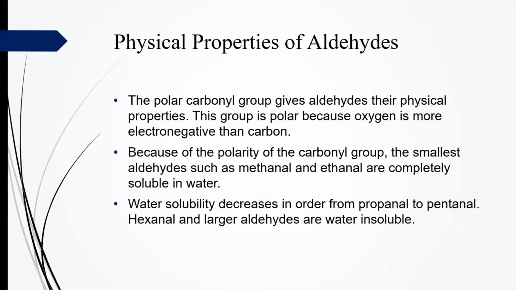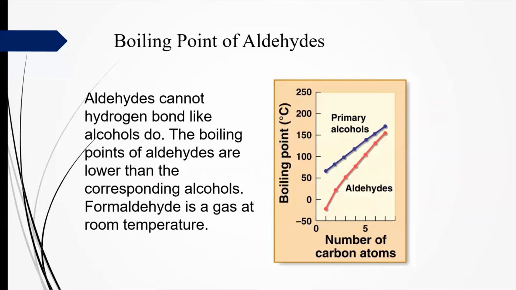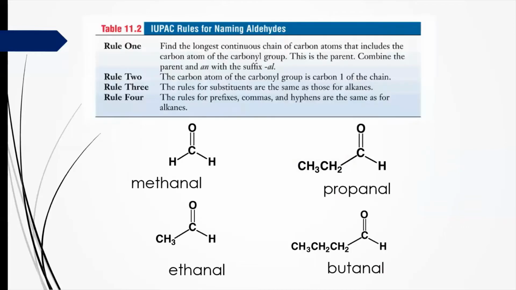And so these aldehydes are very polar, and so it gives them some physical properties that are related to that. And this is because oxygen is much more electronegative than our carbon. And so because of the polarity of the carbonyl group, the smallest aldehydes, such as methanal and ethanal, are completely soluble in water. As we get longer, then that carbon chain is more nonpolar, and so then they become less soluble in water. So our really long aldehydes aren't soluble, but our short ones are. Now, aldehydes can't form hydrogen bonds, so their boiling points are going to be low in comparison. Remember that for a hydrogen bond to form, that hydrogen has to be connected to the oxygen, not to that carbon. So aldehydes end up with a very polar side, but no hydrogen bond.